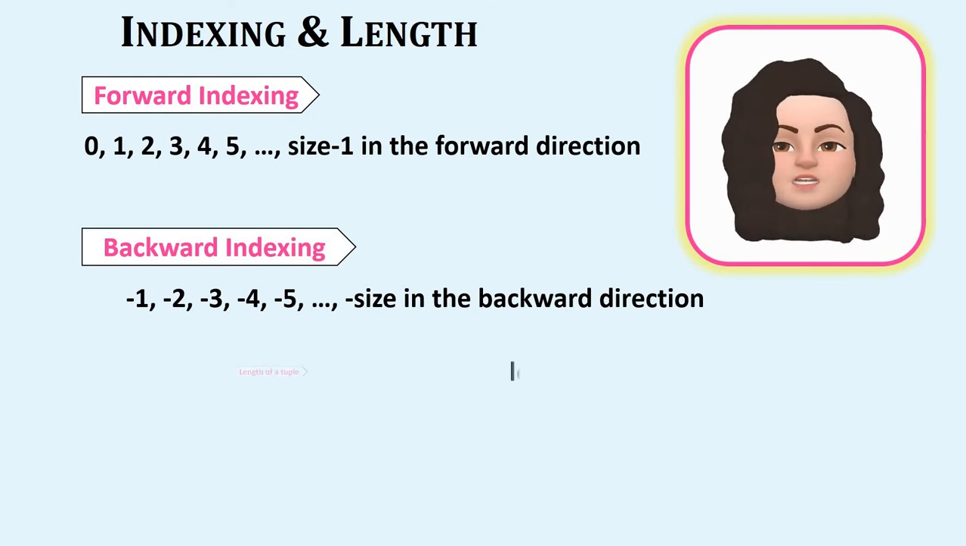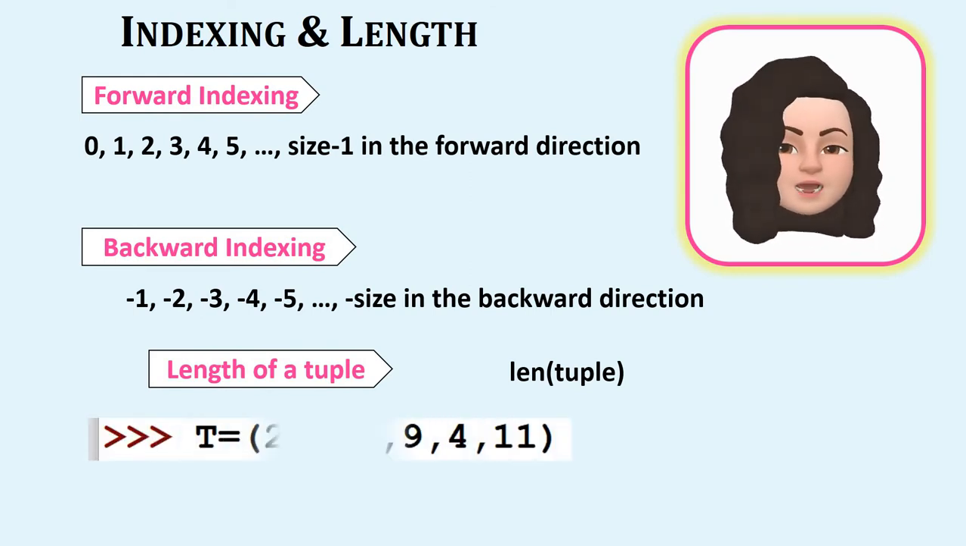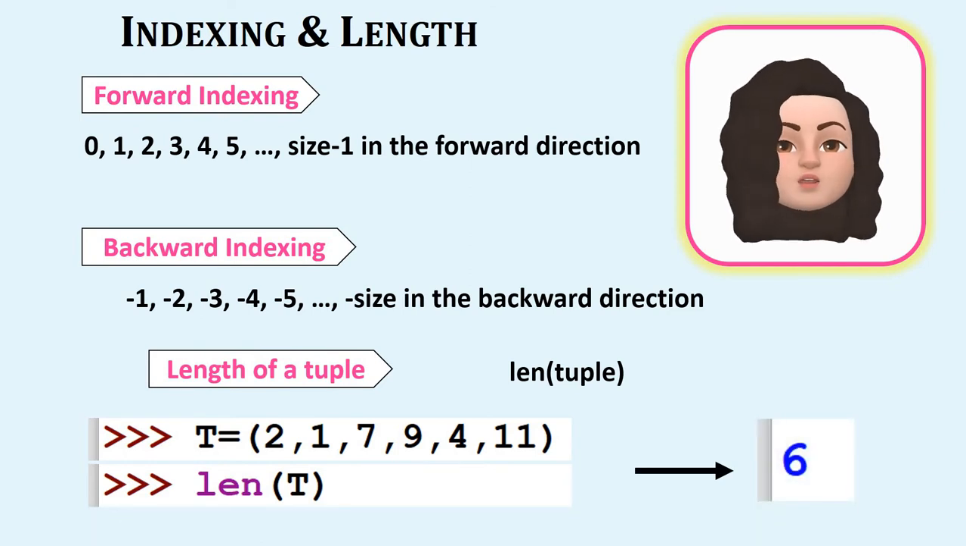The length of a tuple is calculated using the len function, like list and string. So len, within parentheses you have to give the tuple. For example, T is a tuple which contains 2, 1, 7, 9, 4, 11. Let's calculate the length of this tuple T. So len of T. How many elements are there? Let's count: 1, 2, 3, 4, 5, 6. So the output is 6. The len function will count the number of elements in a tuple.